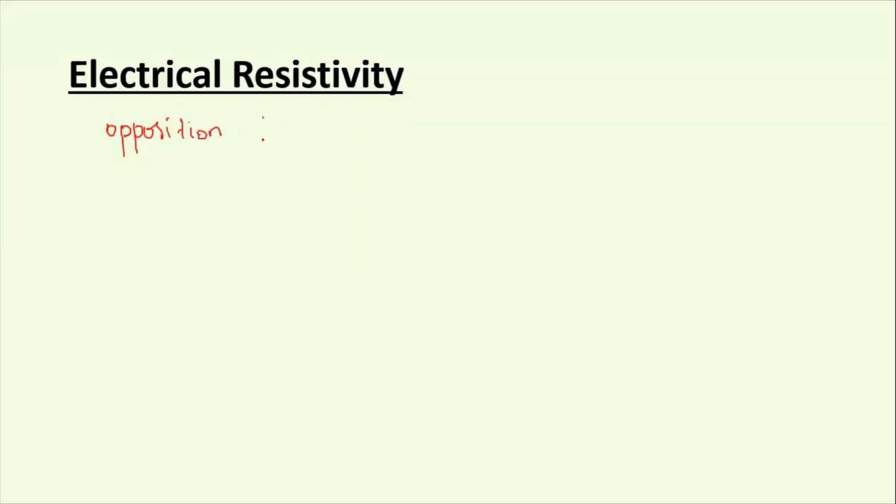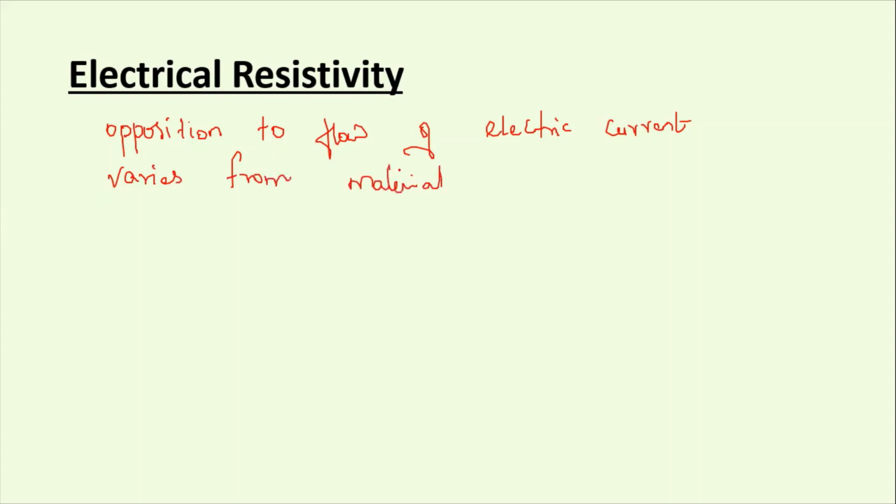Opposition to flow of electric current. It varies from material to material. So, what are the factors that resistivity of a substance will depend upon? Temperature. Okay, it depends upon temperature.